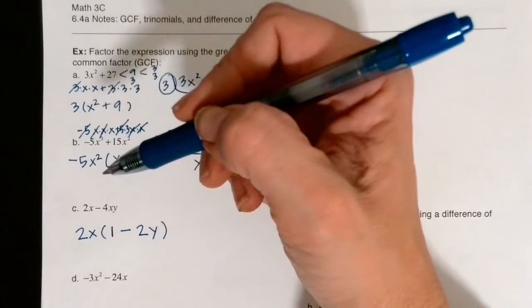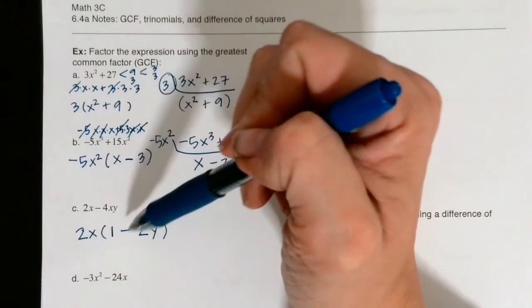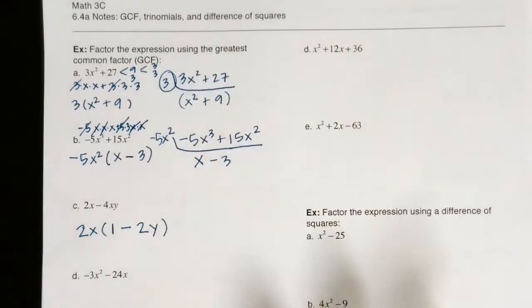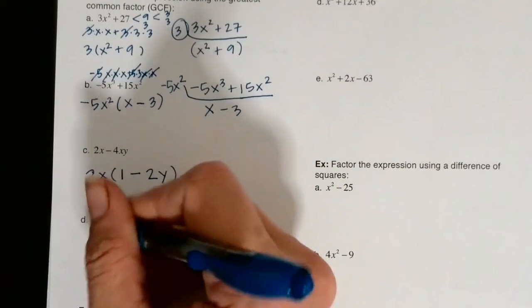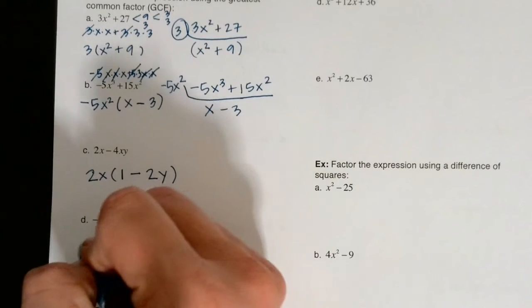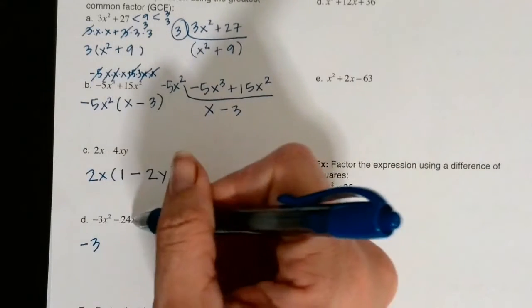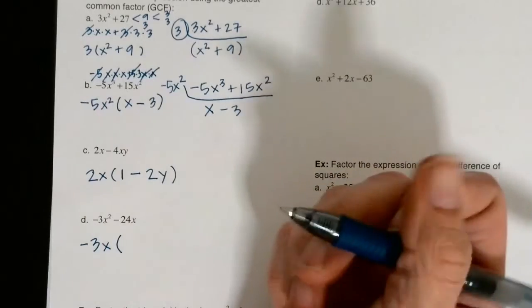So you can always check your work by multiplying mentally in your head. So 2x times 1 is 2x, and 2x times negative 2y is negative 4xy. Okay? Moving on to the next guy. Ooh, mathematicians don't like having negatives in front, but for this problem we have to. So we're going to pull out a negative always. And then they also have an x in common. So they have a negative 3 in common and a negative x in common.